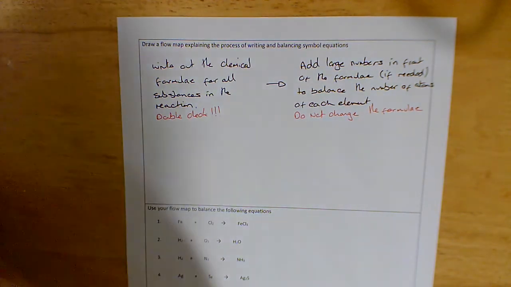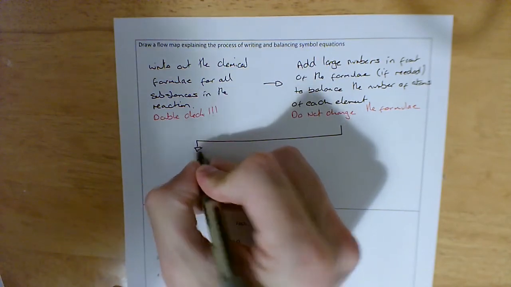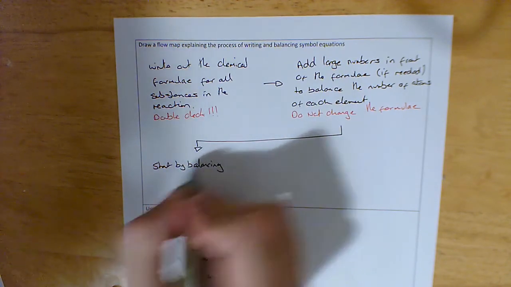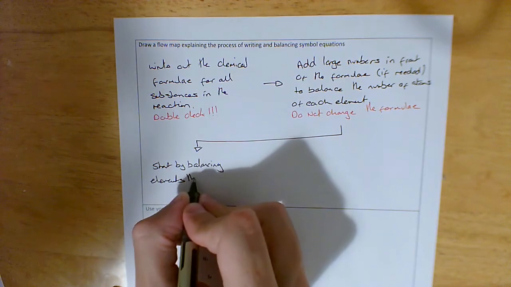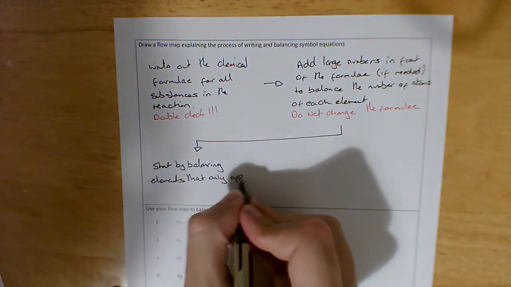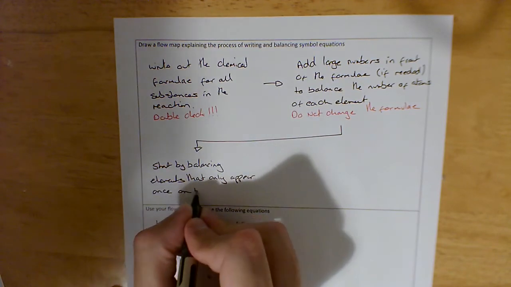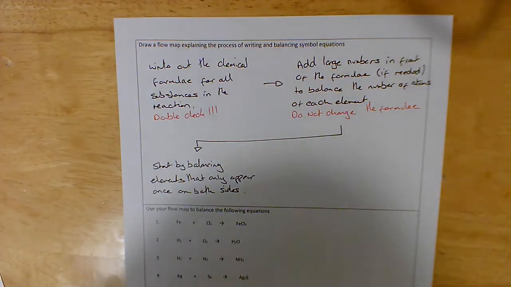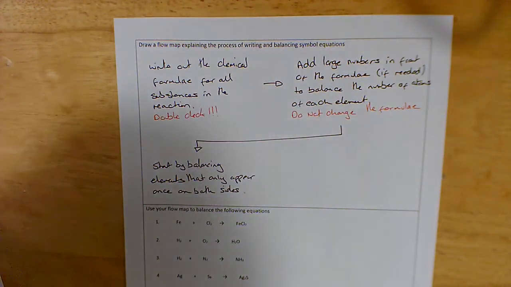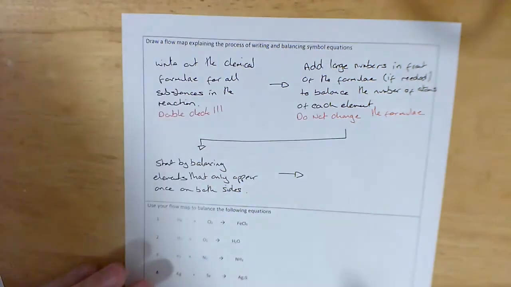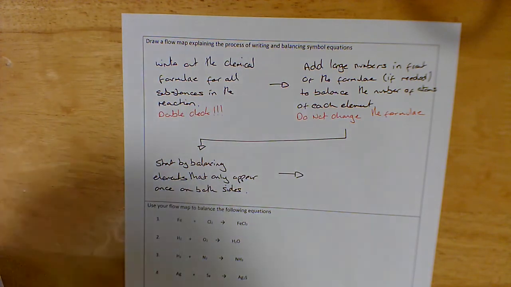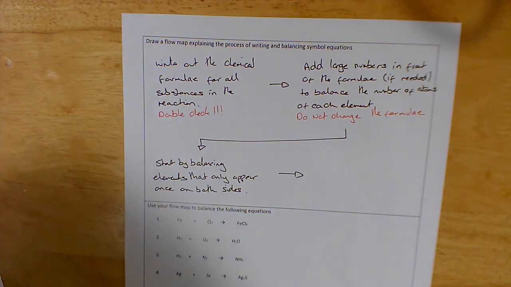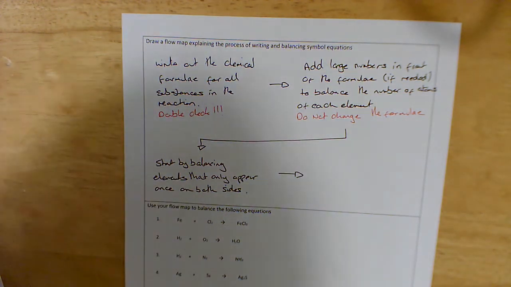So what we need to add to this is we should start by balancing elements that only appear once on both sides. There will usually be one or two elements that only appear once in the reactants and once in the products. They're going to be the easiest ones to balance first, but also do not forget that sometimes you might have to go back and rebalance something, because by changing it later on you've actually adjusted the total number of an element you'd already balanced, and now it becomes unbalanced. So you have to go back and double check all elements at the end.